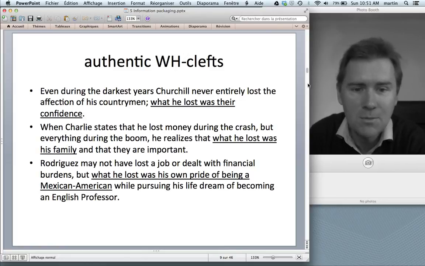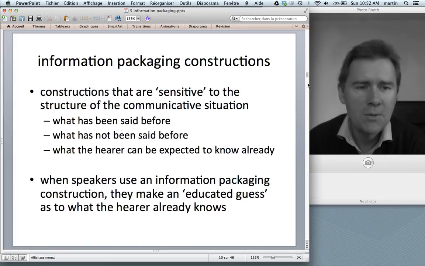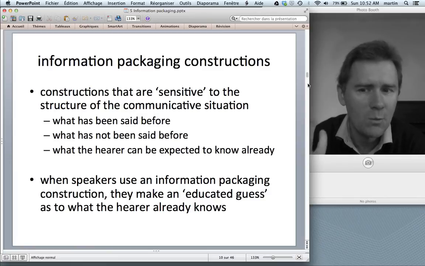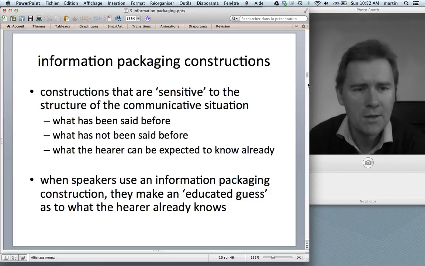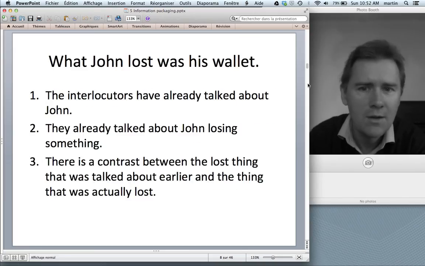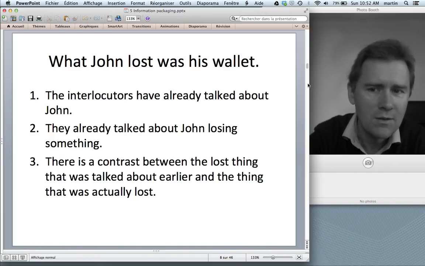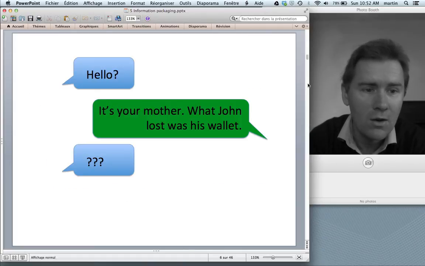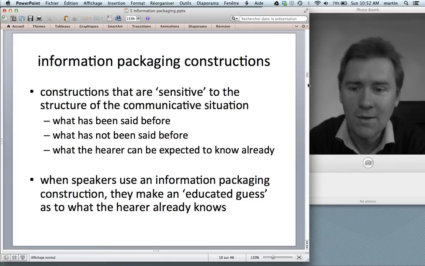If you look at the other two examples on the slide, you will find that the structures are completely parallel. This means that information packaging constructions, such as WH-clefts, are sensitive to the structure of the communicative situation. They're sensitive to what has been said before, to what has not been said before, and they tie in with what the hearer can be expected to know already. Taking into account that in this WH-cleft several pieces of common ground need to be established already, that explains why it is odd to open a conversation with a WH-cleft. There you have it. So, where was I?